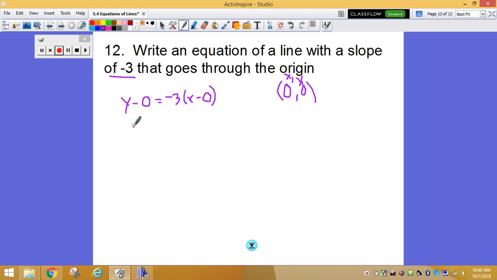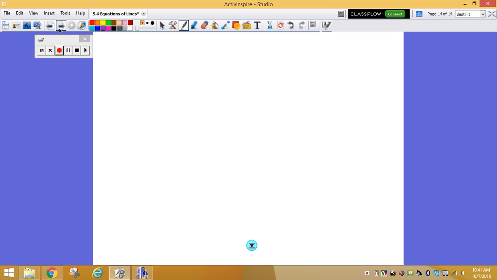That's point slope. Slope-intercept, we're going to distribute. So I get -3x. -3 times 0 is still just 0. Add this 0 over, and you still get 0. Now, you can leave it like this, or you don't have to write that 0. You can just write it as y equals -3x. Both ways are perfectly fine. And that's it. So if you'll go try the 5.4 worksheet and let me know if you need help.